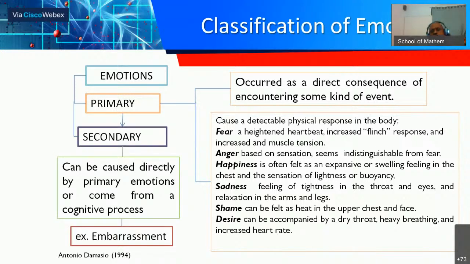The secondary emotions are not direct. They can be caused by the primary emotions, and it is generally with a cognitive process. An example is embarrassment. You will think something, and based on your thinking you will get an additional emotion. That emotion is a secondary emotion. So we have primary emotion and secondary emotion; both can be studied and both can be incorporated in AEI.